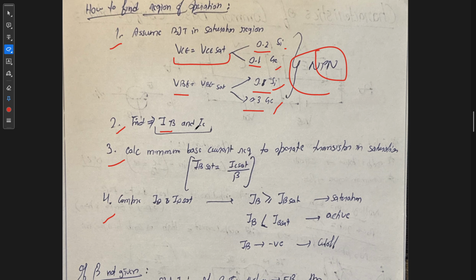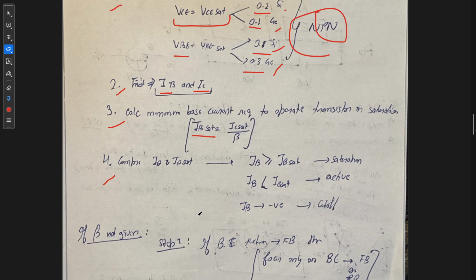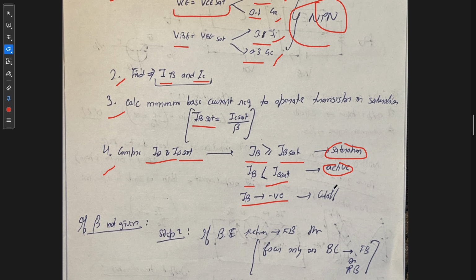Then find IB and IC. Then calculate the minimum base current required to operate the transistor in saturation. So calculate IB sat, which is equal to IC sat upon beta. Then compare IB and IB sat. If IB is greater than IB sat, then it is in the saturation region. If IB is less than IB sat, then it is in the active region. If IB is negative, then it will be in the cutoff region.